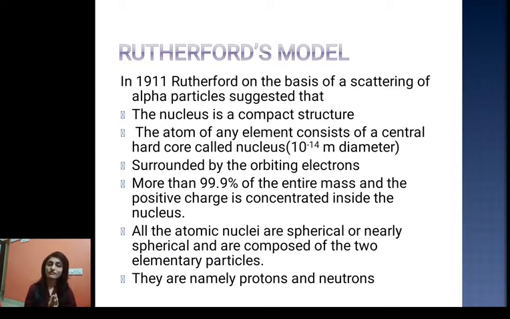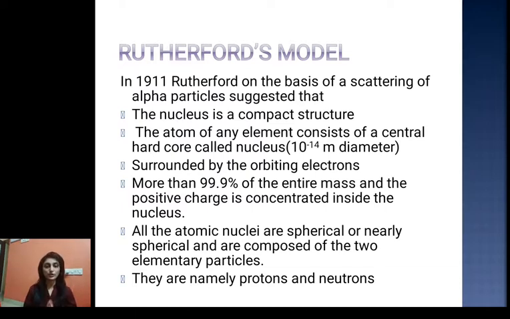The atom of any element consists of a central hard core called the nucleus, and the diameter of the nucleus is 10 raised to minus 14 meter, and this nucleus is surrounded by electrons which are orbiting around the nucleus. More than 99.9% of the entire mass and the positive charge is concentrated inside the nucleus.